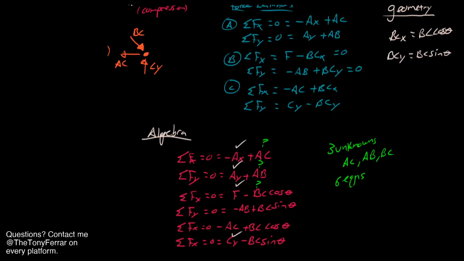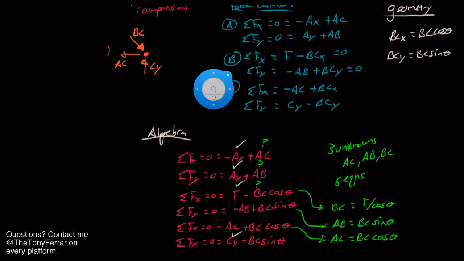For example, we could use this equation here to discover that BC is equal to F over the cosine of theta. We could sub that in places to find things like this one now could be used to find AB as BC sine theta. And lastly, we could use this equation now to find AC as BC cosine theta. And so that's how these are always going to work.